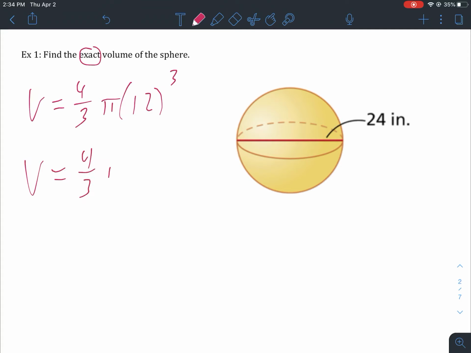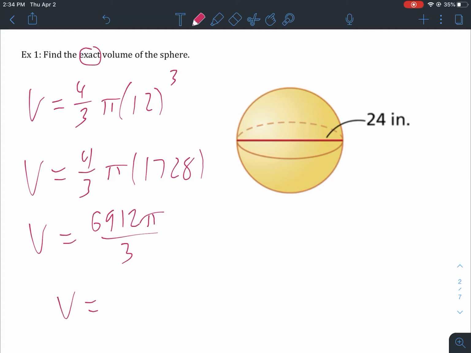So we get 4/3 pi times 1728. And then multiply that by 4. And we get 6,912 pi over 3. And then we can see if we divide that by 3 if that gives us a whole number or not, which it does. So our final answer here is 2,304 pi cubic inches.